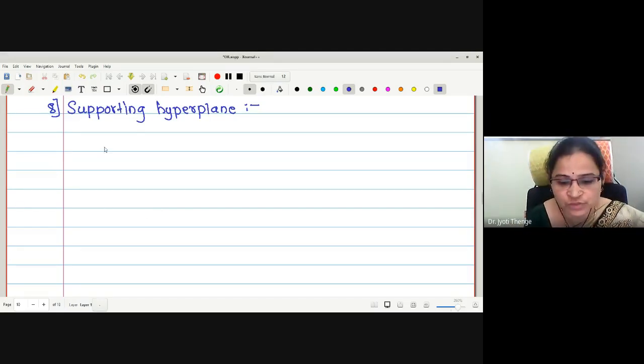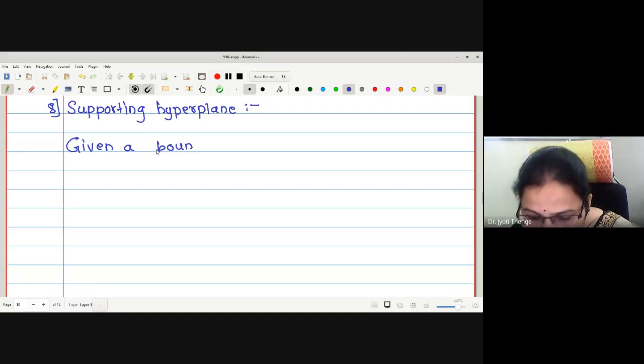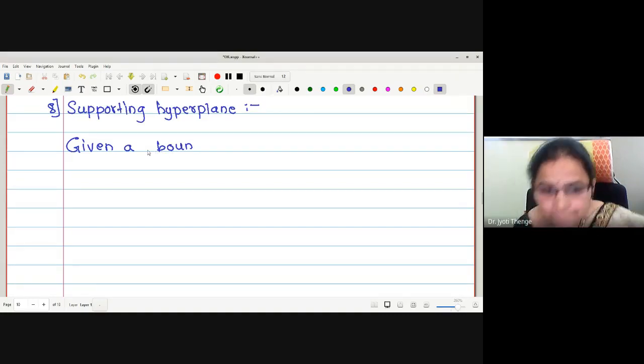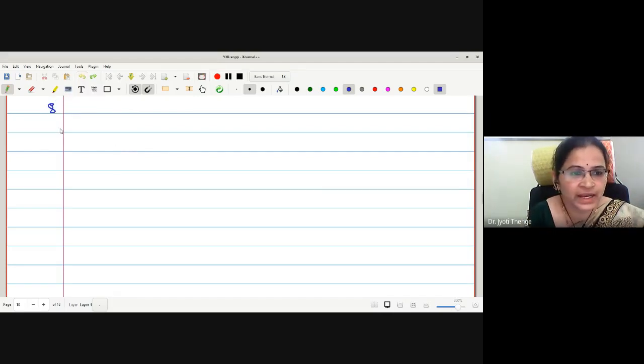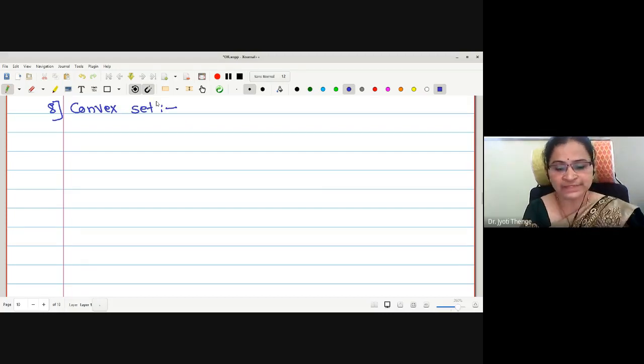Let me write the definition. Given a boundary point, I think this involves a convex set. Therefore, let me write this definition afterwards. First, we will take the definition of a convex set. Now, the convex set definition is very easy. We have used the definition once in real analysis 1, multivariable differential calculus.